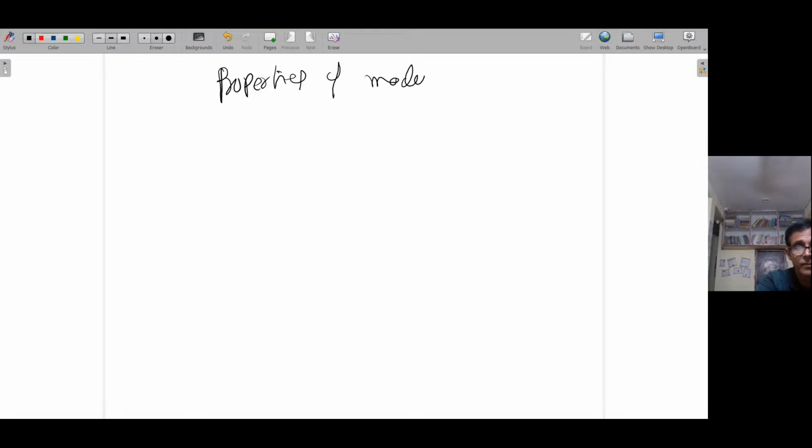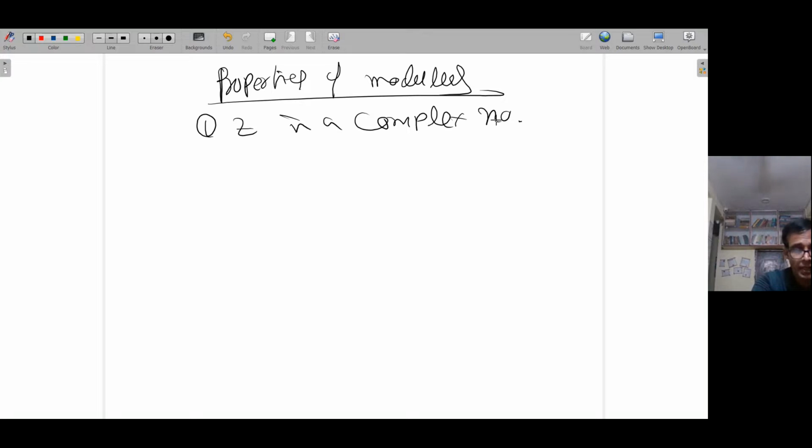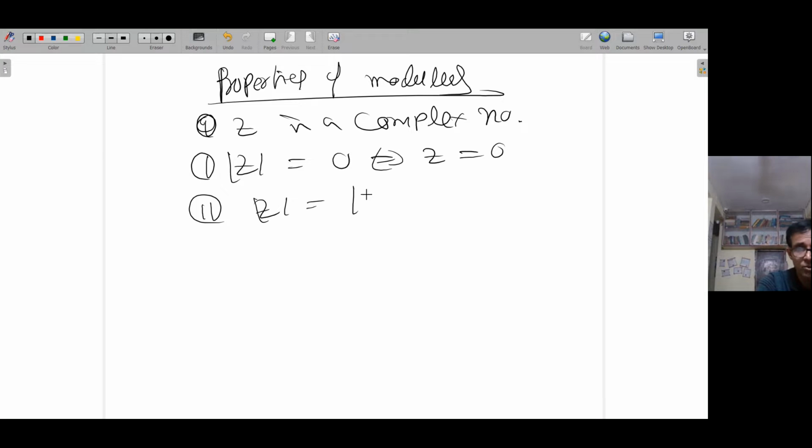Properties of modulus. z is a complex number. Absolute z is equal to 0 implies z is equal to 0. Modulus of z is equal to modulus of z conjugate, which is equal to modulus of minus z, minus z conjugate.